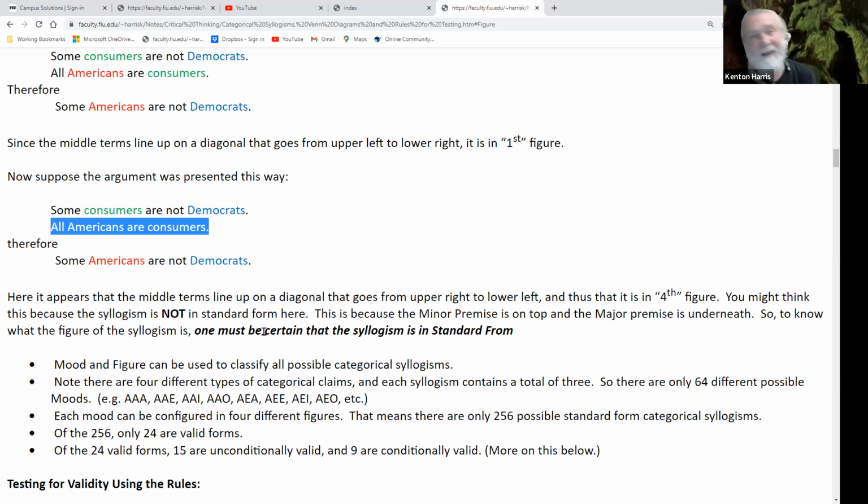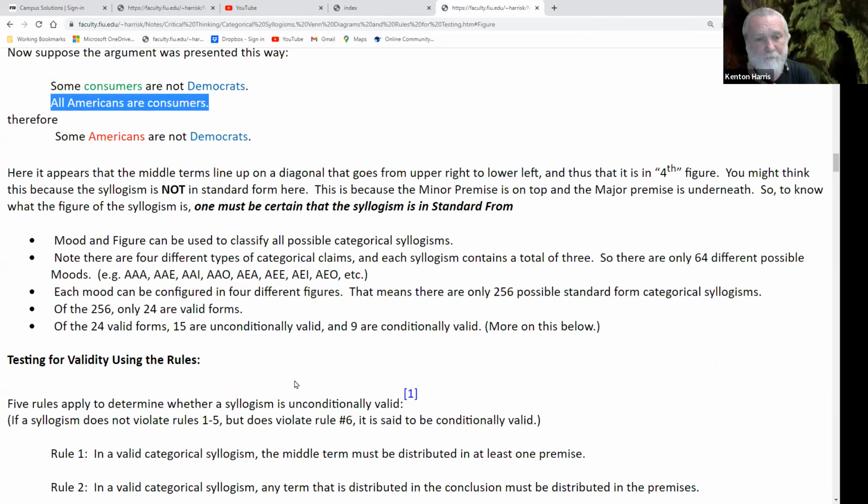So this is why it's not that big a deal if the figure is first, second, or third figure. It doesn't make that big of a difference. But not having it in standard form can mess you up if the syllogism is either in first figure or in fourth figure. Regardless, just make sure it's in standard form, right?